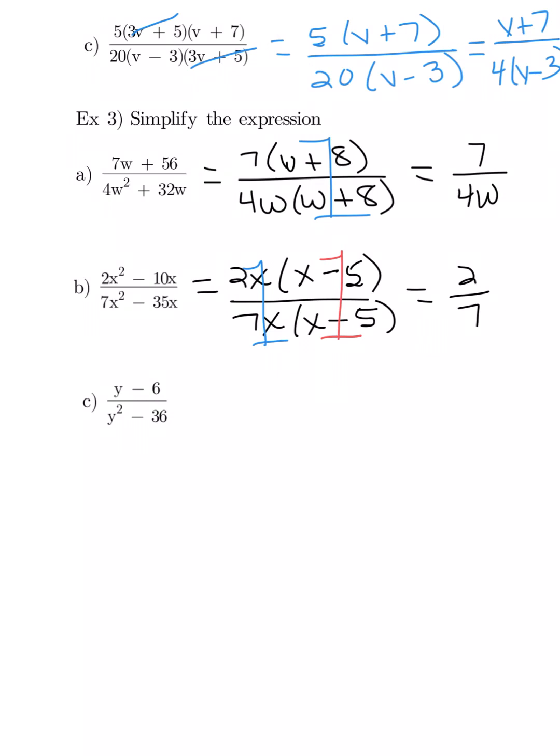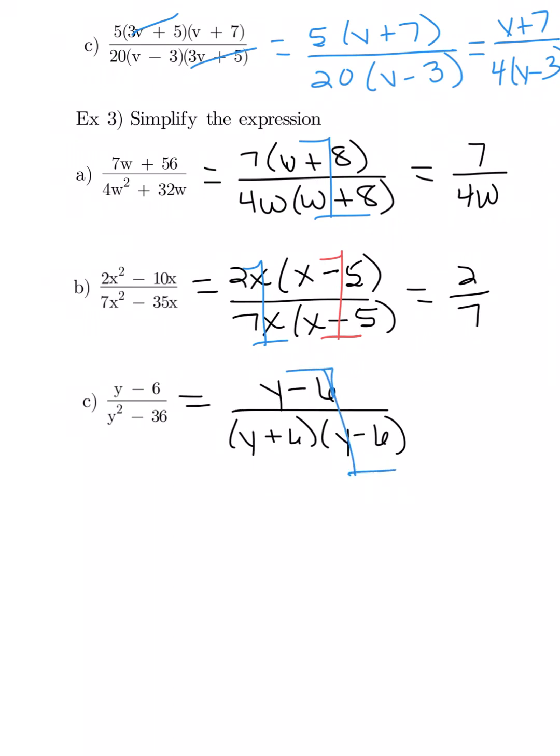On C, our numerator of y minus 6 has nothing that we can factor out. It is as simplified as it gets. We're going to leave the numerator alone and it will just stay y minus 6. The denominator is a difference of squares and is going to factor into y plus 6 times y minus 6. Now we do have a matching quantity of y minus 6 over y minus 6. So that is a 1.